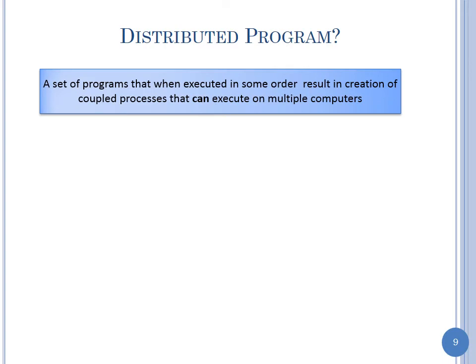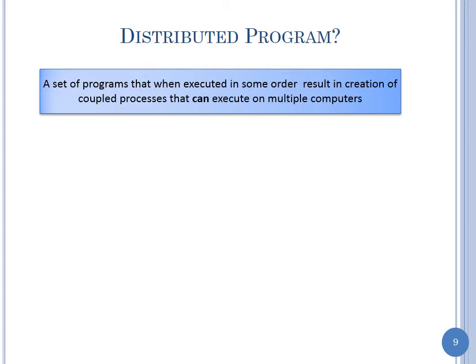So this is the definition I've come up with, finally. A distributed program is a set of programs. The programs can execute on different computers, and when executed, they are all independent programs. So they're individually executed. It is a set of programs that, when executed in some order, result in creation of coupled processes that can execute on multiple computers.